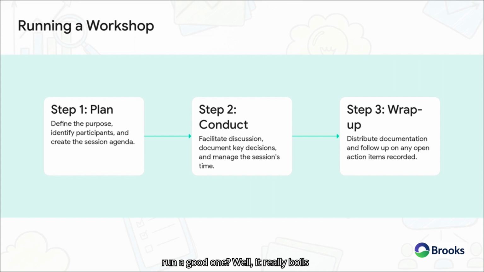Well, it really boils down to 3 key stages. First, you've got to plan it out meticulously. That means a clear purpose, a solid agenda, and this is crucial, the right people in the room. Then during the workshop, your job is to facilitate, not to lecture. A little tip I love, use a parking lot. When a great but off-topic idea comes up, you just park it on a whiteboard to discuss later. It keeps things on track without making anyone feel ignored. And finally, you wrap it up. You send out clear notes, you follow up on action items, and you keep that momentum going.